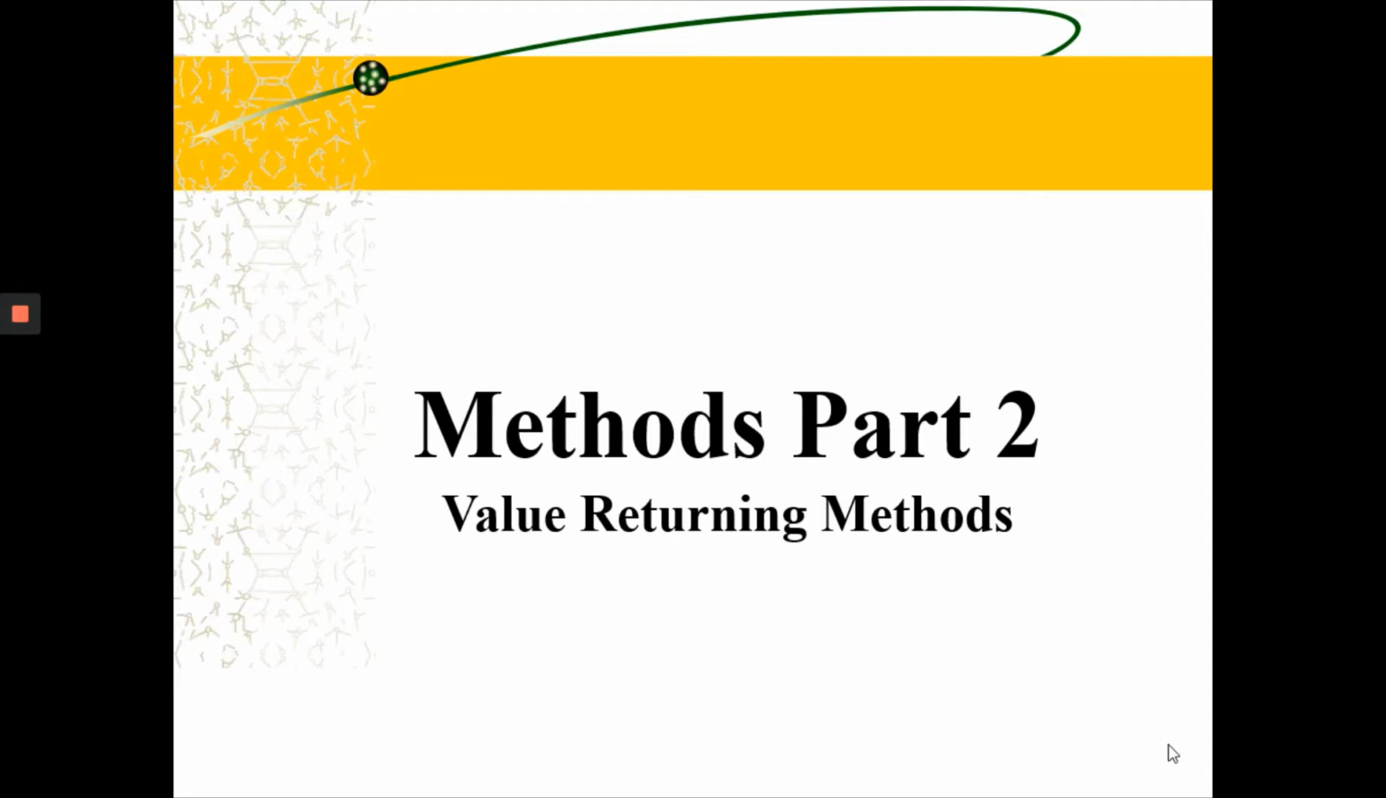So I'm going to continue with the methods part 2. This is about value returning methods. We have learned that we have two types of methods. One is void method, which is a method that doesn't return any value, and another one is value returning methods, which is a method that returns a value when you call the method. So this video is about value returning methods.